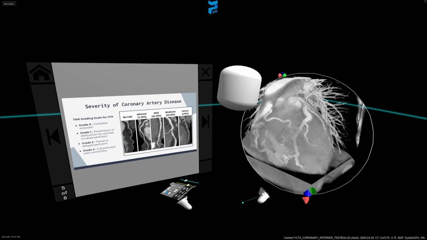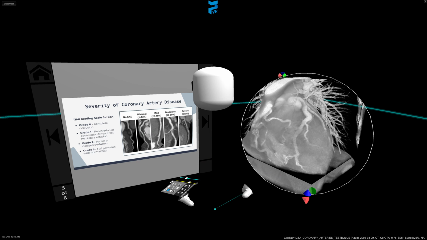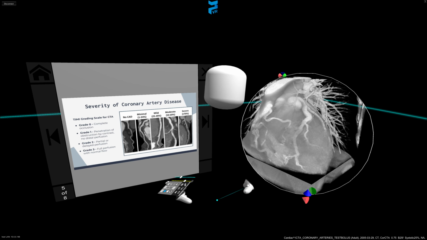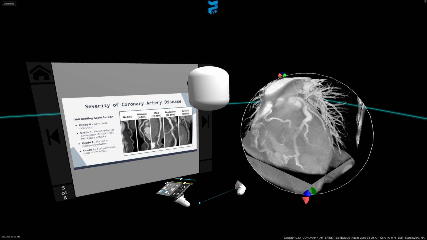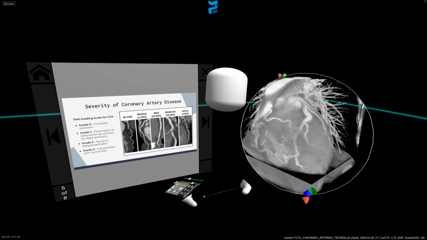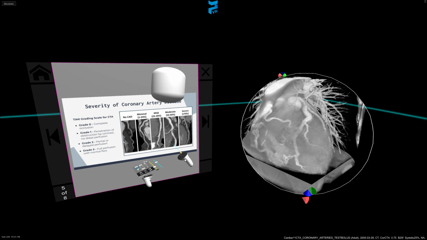Now, a CTA has a couple ways of grading it. There's a TIMI grading scale, which moves from grade 0, which is complete occlusion, all the way to grade 3, which is full perfusion of the artery with normal flow rate. You also can talk about coronary artery disease, where the severity is based on the estimation of how much of the artery is narrowed. So for instance, on this moderate, you can see there's a small portion of narrowing there, versus the severe, where it's almost completely pinched off.